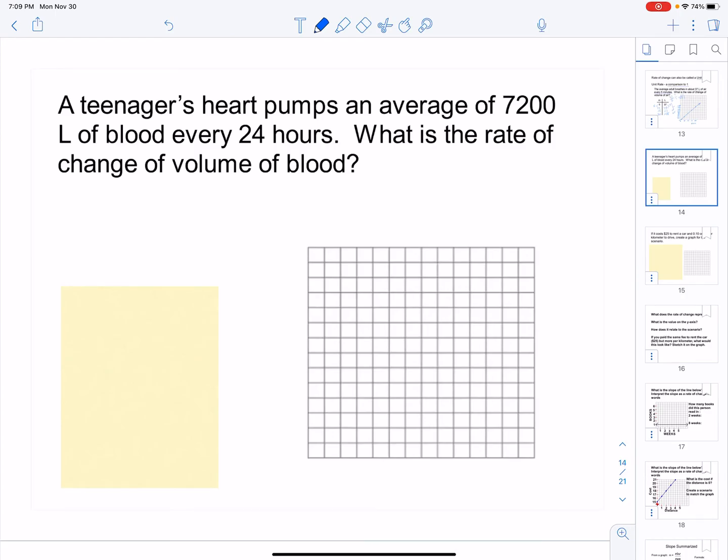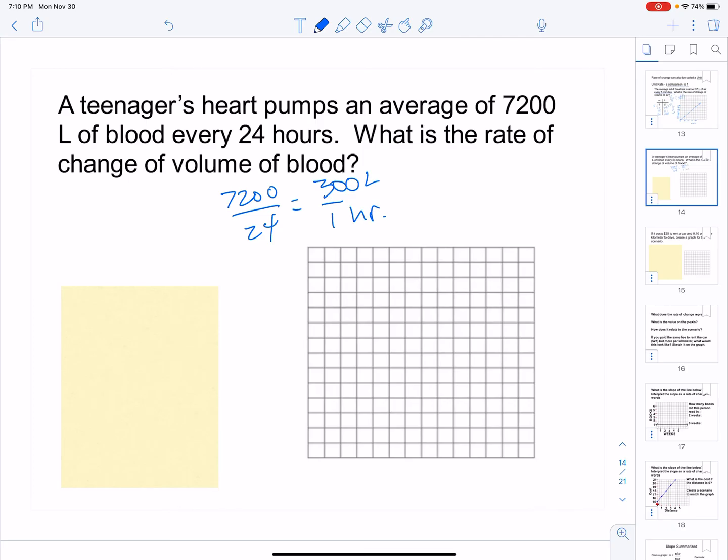A teenager's heart pumps an average of 7,200 liters of blood every 24 hours. What is the rate of change in volume of blood? Again, what we're looking for in this problem is how much for 1. If we have 7,200 for 24 hours, I want to know how much blood that would be for 1 hour. So we take our calculator and do 7,200 divided by 24, and you end up with 300 liters of blood per 1 hour.